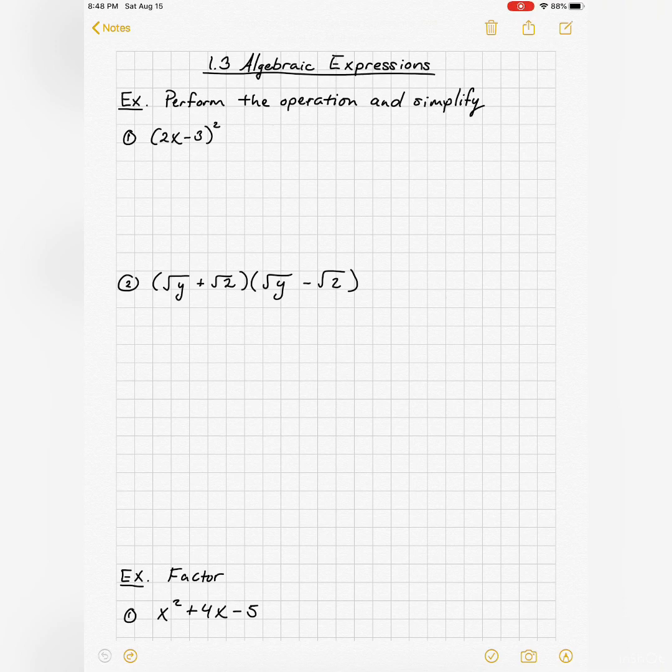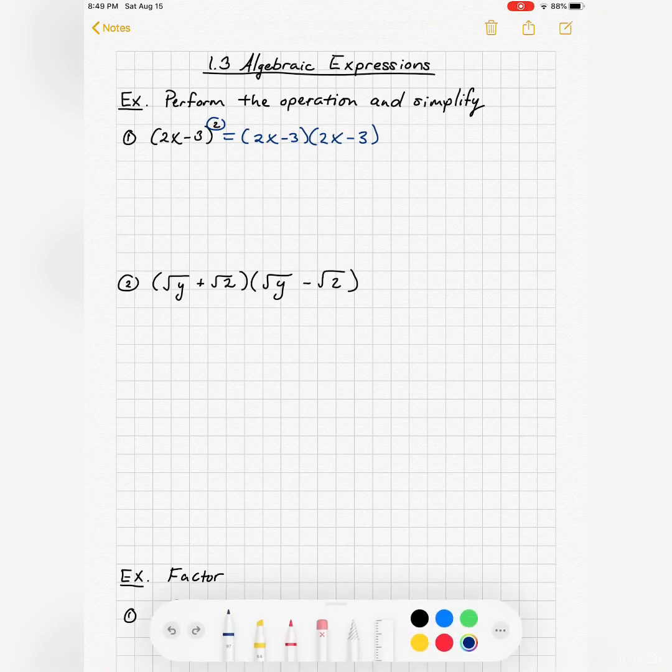So when I have a quantity squared, what that means is that I take that quantity and multiply it by itself. So here I would not be able to distribute that exponent, and the reason why is because of the subtraction. If I have a sum or a difference under the exponent, I can't actually distribute the exponent as I could if I had a multiplication or a division. So instead I need to write the quantity squared as the quantity times itself.